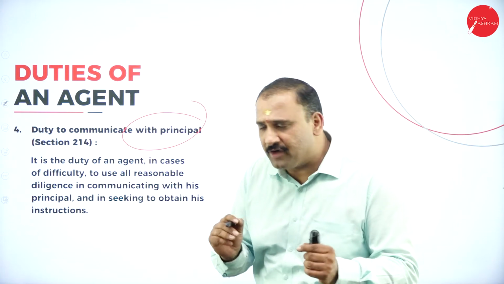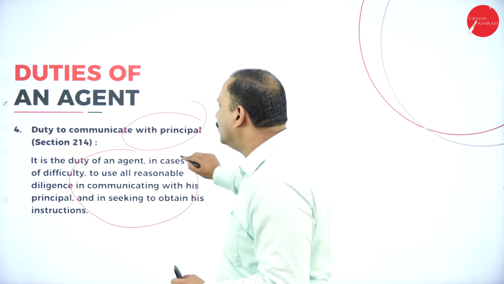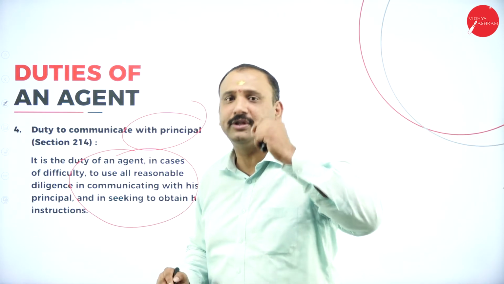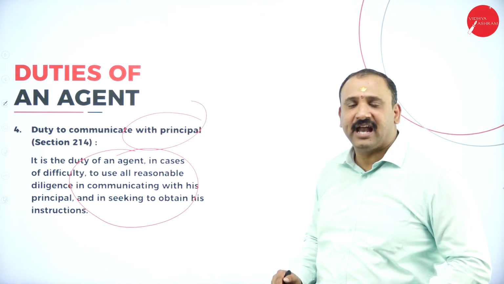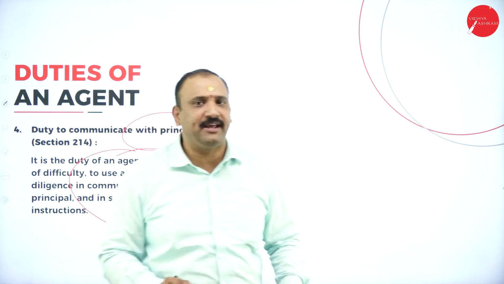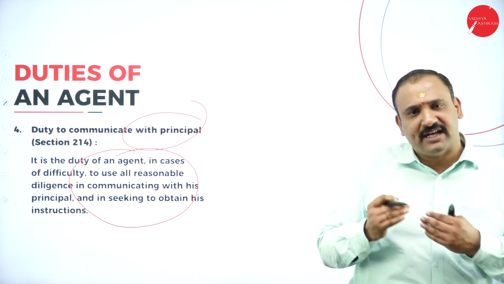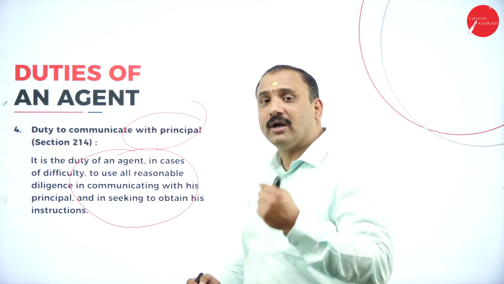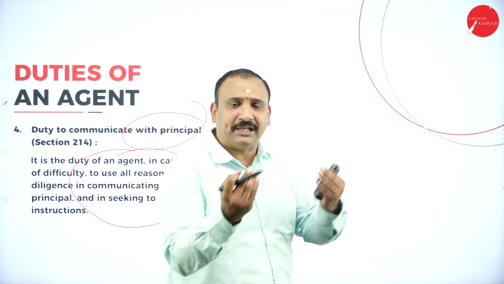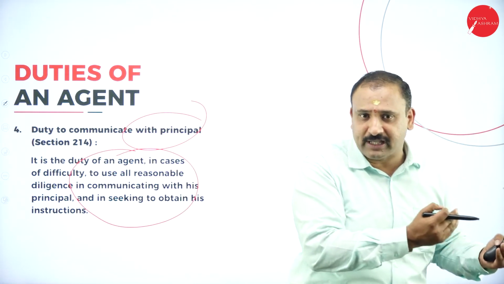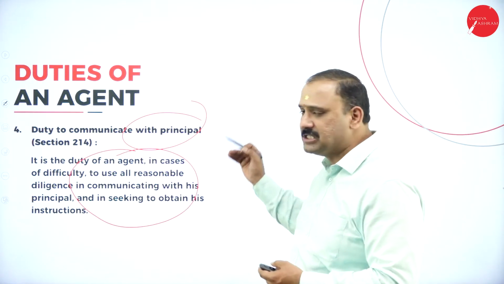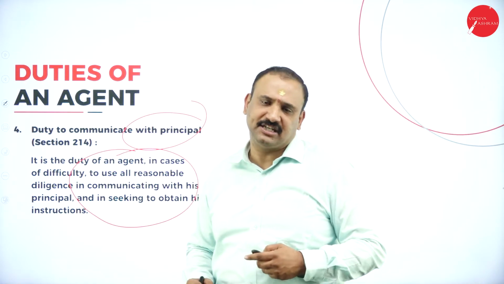Followed by the duty to communicate with the principal. It is the duty of the agent, in case of difficulty, to use all reasonable diligence in communicating back to the principal and telling him in time about all the changes and things that have happened on an emergency basis, if there is any change of plan or course of action. Whatever the slightest change in the transaction or procedure, it has to be reported back to the principal on time, so that the agent is able to carry forward his duty, and the principal also knows what is happening in the situation.